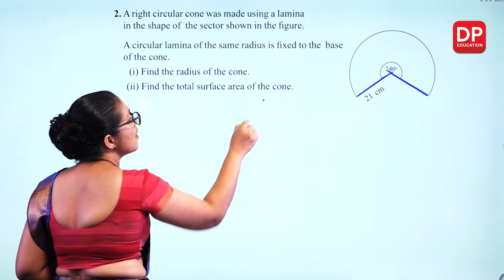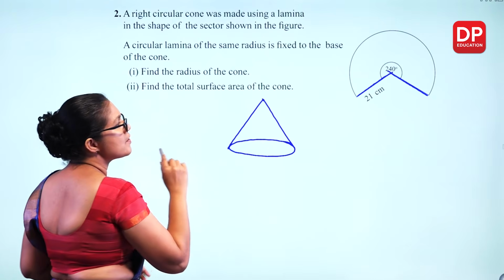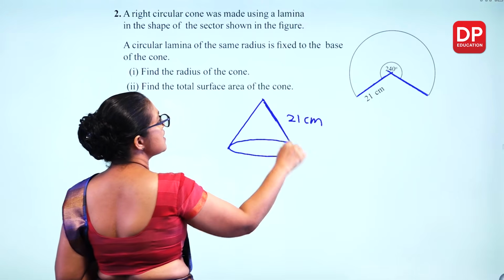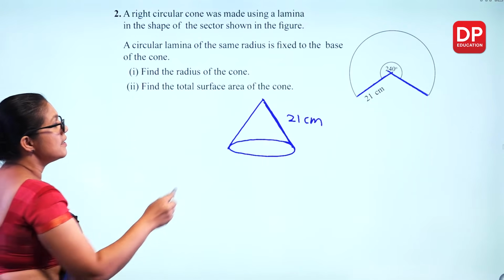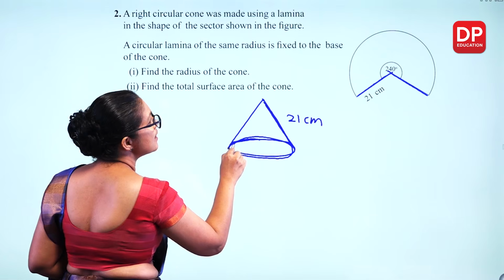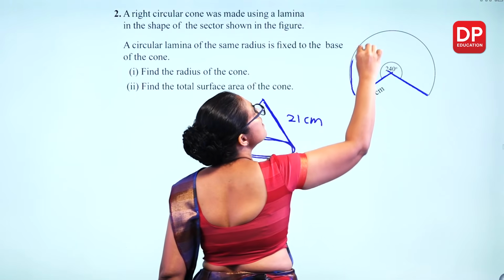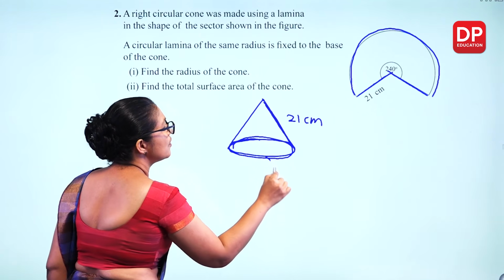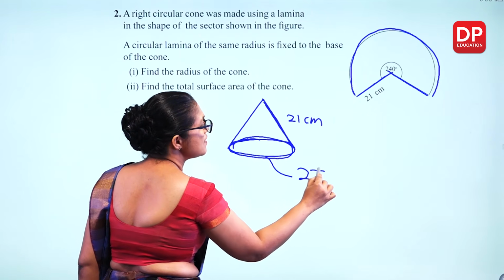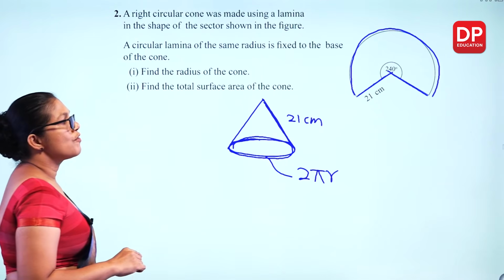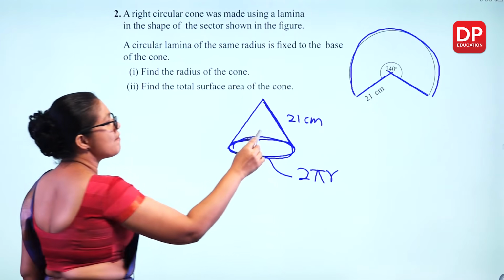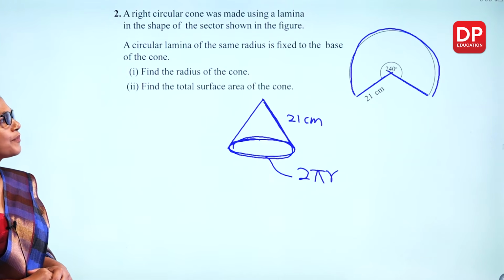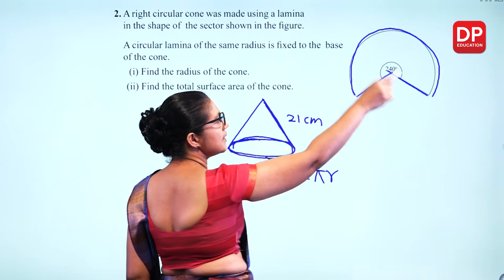Now cone, and what happens to the slant length? Slant length becomes 21 centimeters. So what about this side? This side becomes the circumference of this sector. So this becomes circumference, meaning 2 pi r. So from that you can find out the radius. Now we'll see how we can find out the circumference there. So circumference of this sector, can you remember?